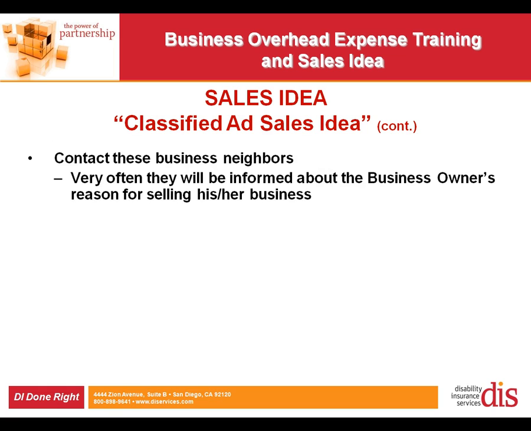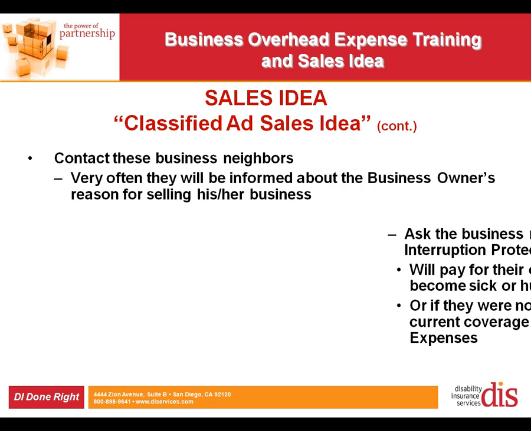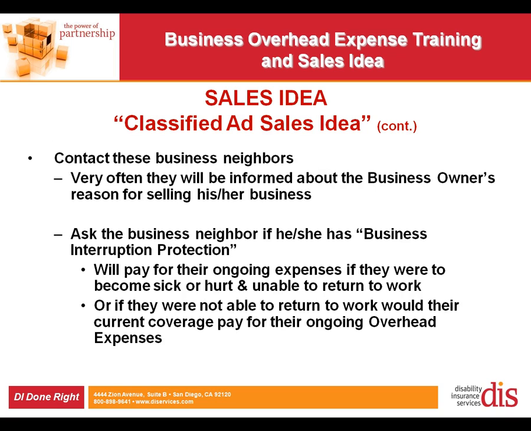The business community is a very tight-knit community, especially if you are in a strip mall. You're going to know your neighbors. And so if something were to happen and they're going to close shop, you know they're going to tell their surrounding friends and neighbors. Now, here's where you can ask the question. I want you to ask that business neighbor if he or she has business interruption protection. And you can explain it to them.